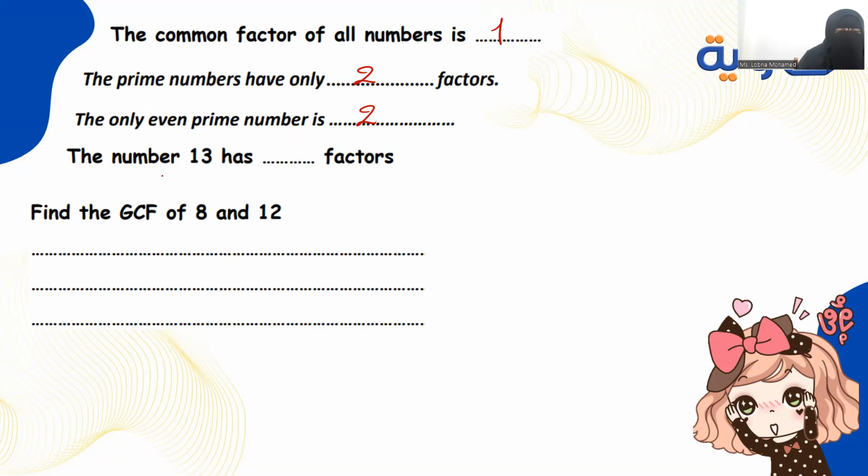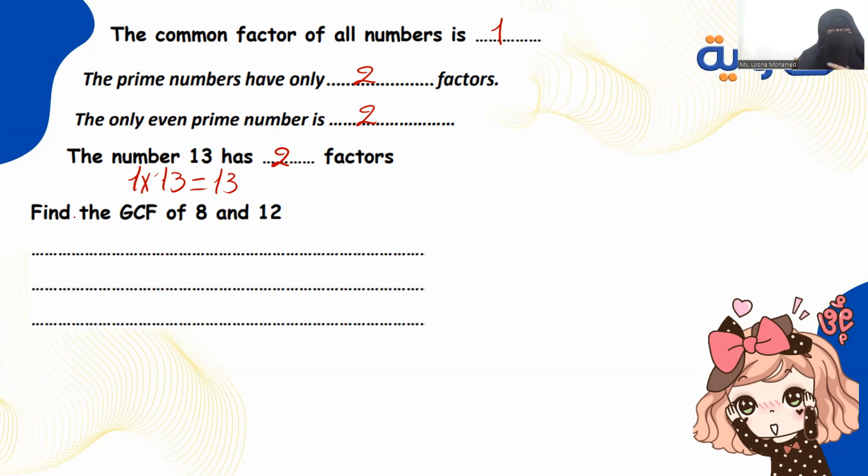How can you get 13? You just multiply 1 by 13 to get 13. So how many factors do you have? We have 2 factors. Of course, this number is a prime number, not a composite number.